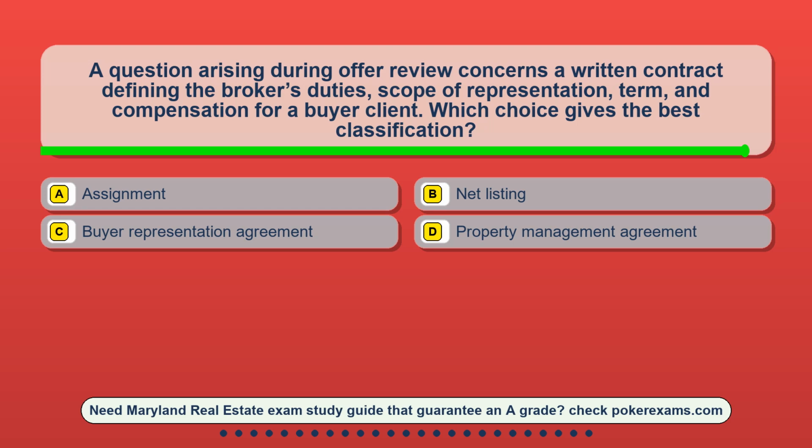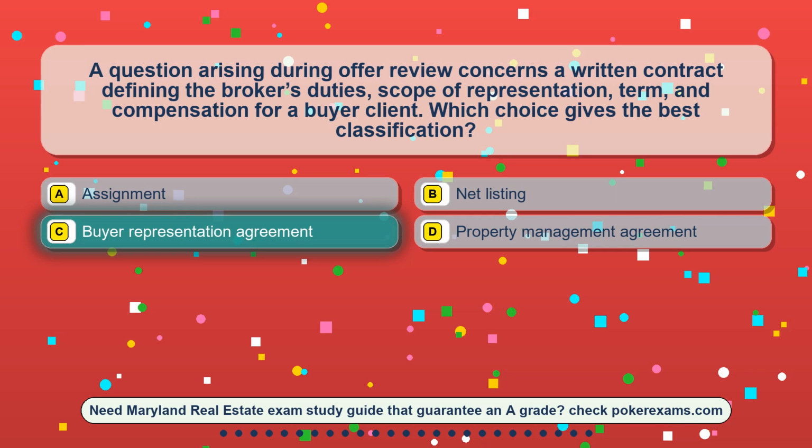Question 9. A question arising during offer review concerns a written contract defining the broker's duties, scope of representation, term, and compensation for a buyer client. Which choice gives the best classification? Option A, assignment. Option B, net listing. Option C, buyer representation agreement. Option D, property management agreement.